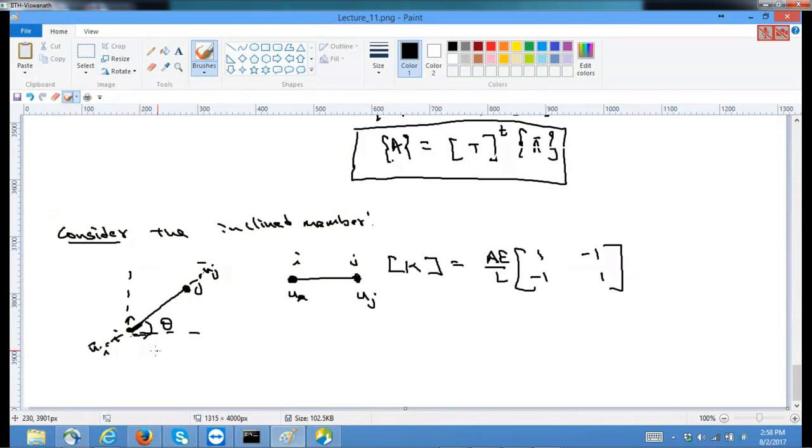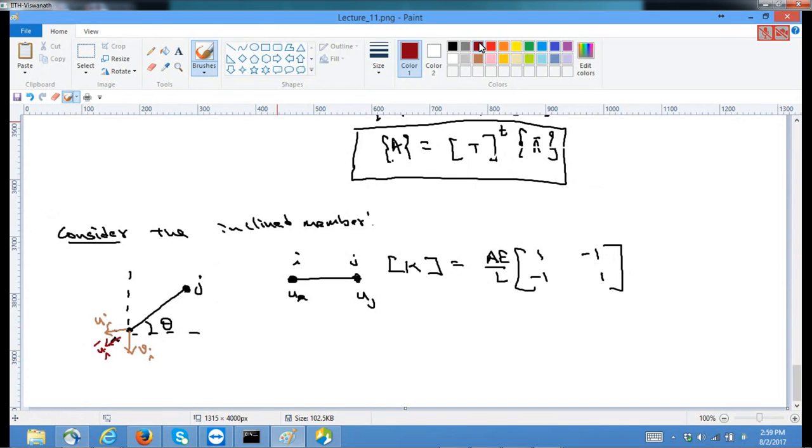So since this is u bar i, this can be split into a displacement along this direction and a displacement along this direction, which is ui and vi.